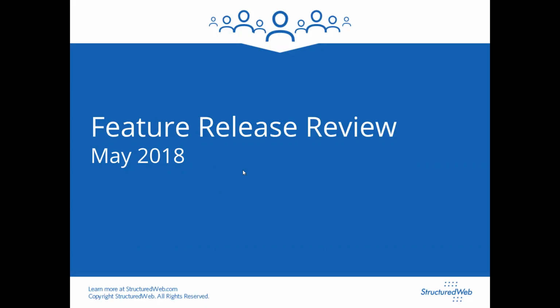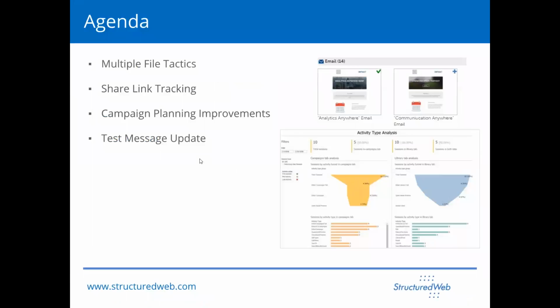Topics that we'll be covering today include, of course, the most recent update for May, which has the ability to have tactics that include multiple files, some updates to share link tracking available for vendors, some improvements that we've made to the campaign planning tool within the system. And lastly, we'll finish with an update to the test messages.